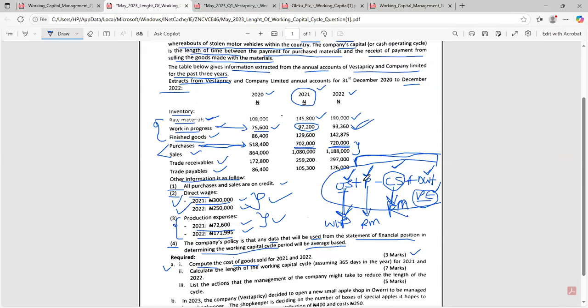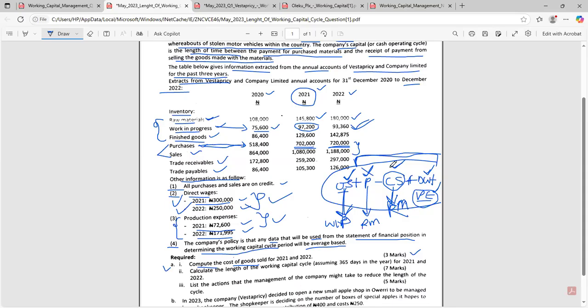Move to purchases. There is no way you can purchase work in progress. Work in progress simply means goods that have passed the raw material stage. They have not entered finished goods. We are still working on them. So there's no way that you can get purchases of work in progress. So cancel that one out. You don't need purchases there.